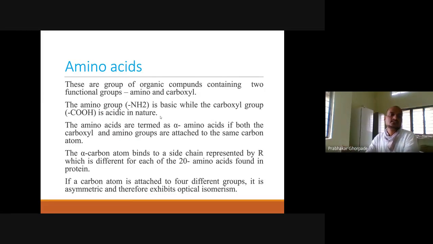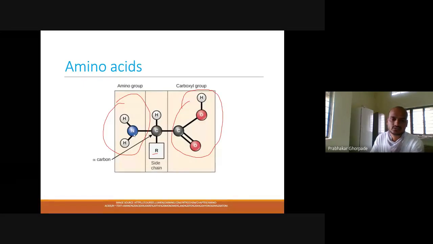Amino acids are a group of organic compounds containing two functional groups, amino and carboxyl. The amino group is basic, while the carboxyl group is acidic in nature. The amino acids are termed alpha amino acids if both the carboxyl and amino groups are attached to the same carbon atom. We already saw that both are attached to this same carbon atom, and this carbon atom we refer to as the alpha carbon atom.